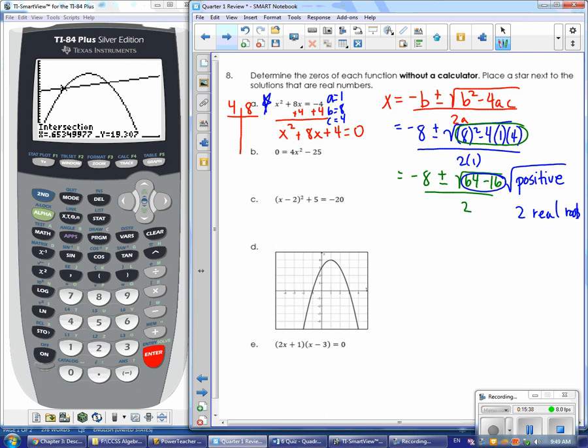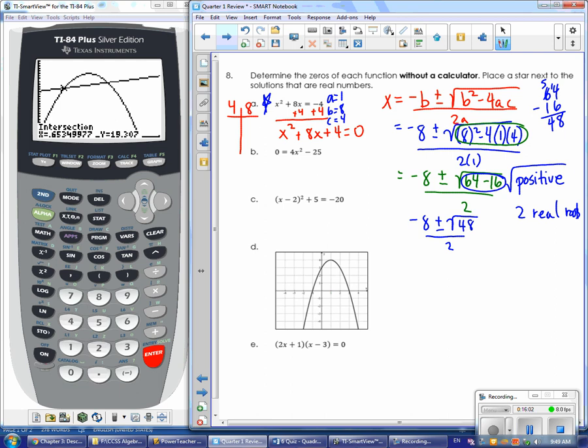So let's go ahead and finish solving. 64 minus 16, because it says to do this without a calculator. So if I borrow 1 from the 6, I get 14 minus 6. It's going to be 8, and then 5 minus 1 is going to be 4. So I'm left with -8 plus or minus the square root of 48 over 2.